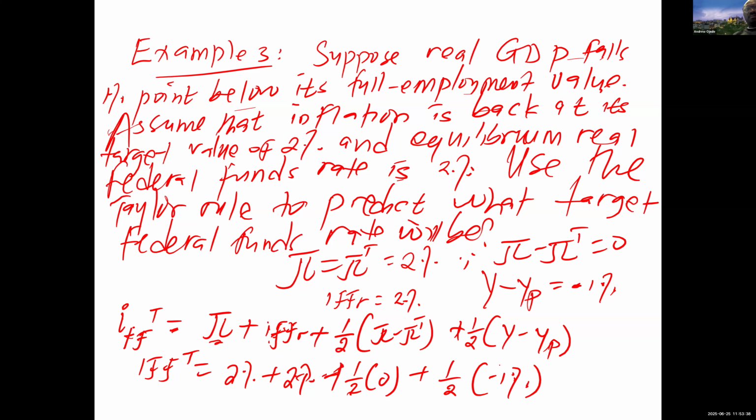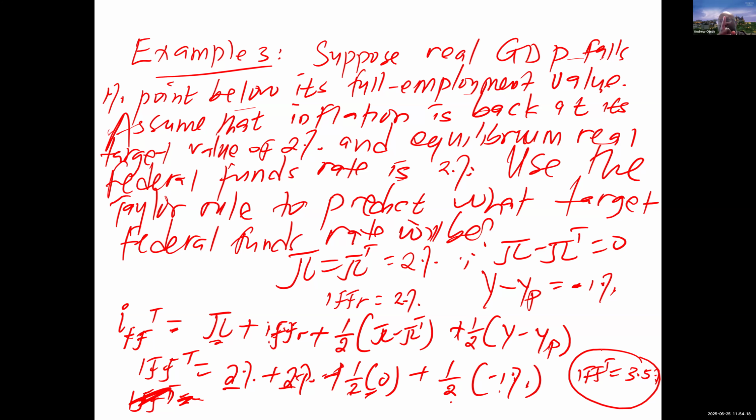There you go. According to Taylor, the federal funds rate target should be set at 2 plus 2, that's 4%. Plus 0. And 1/2 times negative 1 is negative 1/2. So negative 1/2 plus 4% equals what? That means IFFT is going to be 3.5%. So what have we learned? According to Taylor, if output falls 1 percentage point below target, meaning that maybe we're in a recession, the Fed should lower the interest rate from 4% to 3.5%.